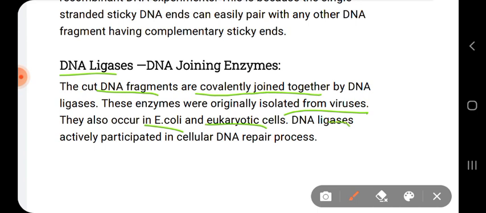Ligase plays an important role in the DNA repair process that we also know, right? In our DNA repair mechanisms, like nucleotide excision repair and base excision repair that you have learned in your fourth semester, these ligase enzymes also contribute to the DNA repair process.